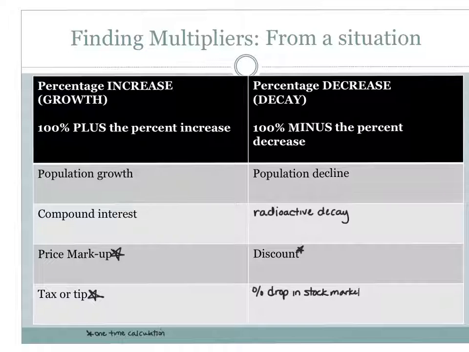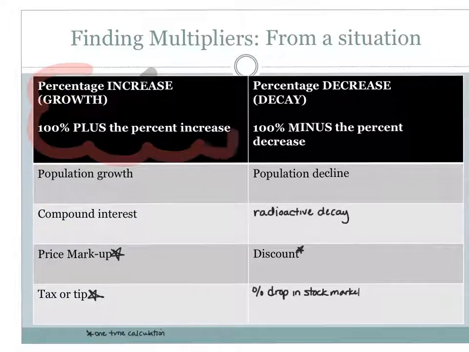So here are a couple of situations. The one to the left is when you are going to add 100% to the percent. When there's population growth or compound interest, that means you're getting money on your money, a price markup or a tax or a tip, and you want the total price with the markup, the total amount you're going to spend, including the original and the tax or tip, then you're looking at a multiplier of 100 plus the percent.